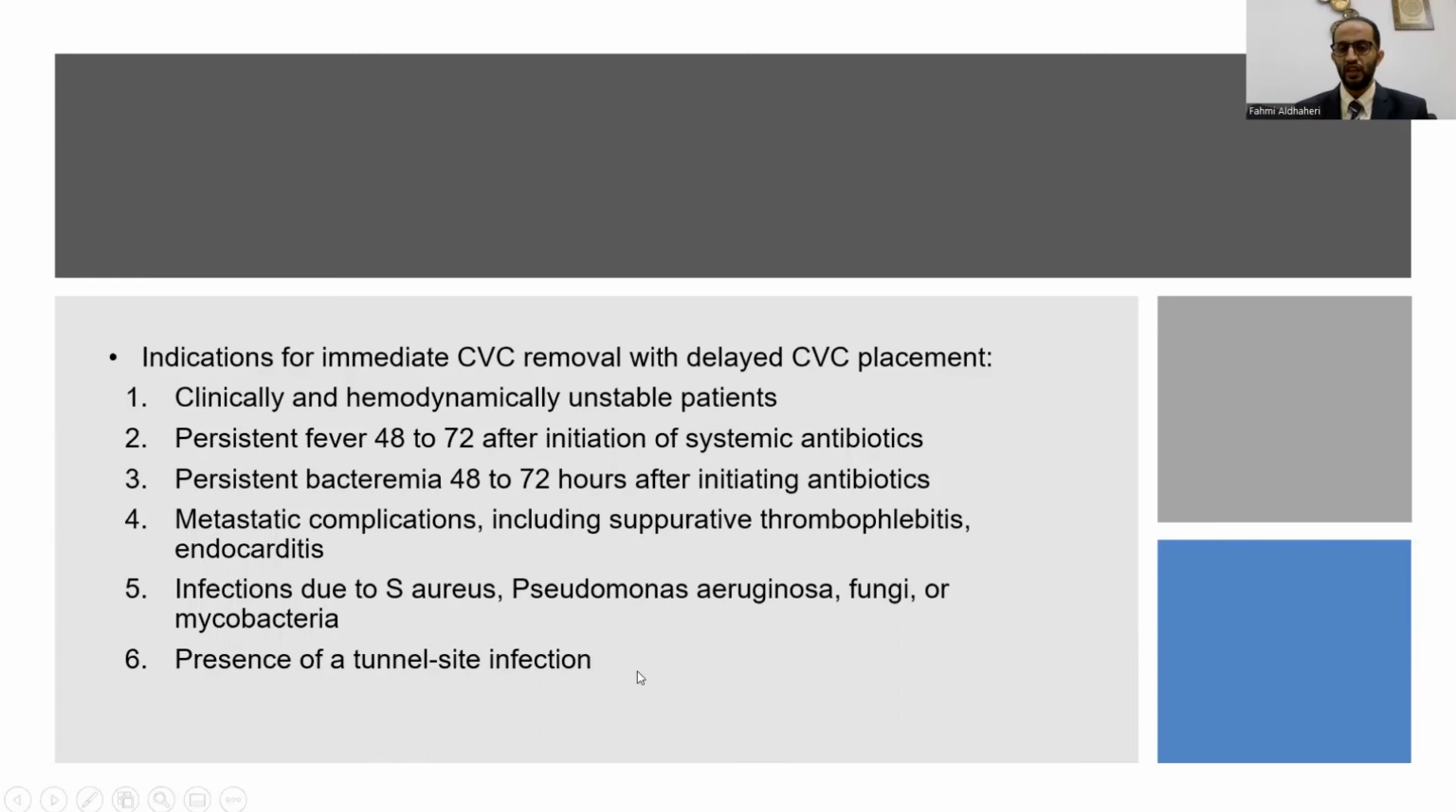Any patient with hemodynamic instability, persistent fever more than 72 hours after initiation of antibiotic, persistent bacteremia more than 72 hours after initiation of antibiotic, metastatic complications including endocarditis, septic arthritis, or osteomyelitis, infection secondary to resistant organisms like Staph aureus, Pseudomonas, fungi, or Mycobacterium, and the presence of tunnel infection. So for these 6, it's indicated to remove the catheter as soon as possible and avoid placing a permanent catheter. If the patient needs dialysis, place a temporary catheter or give the patient 3 days.